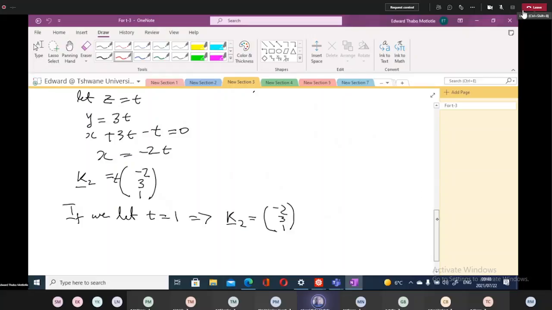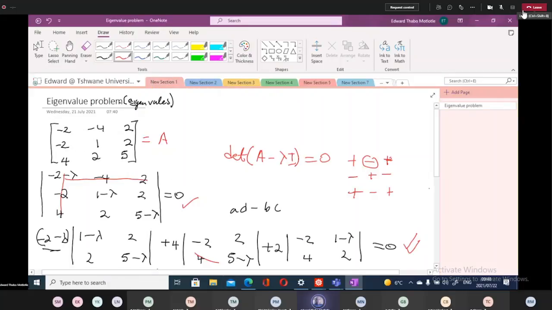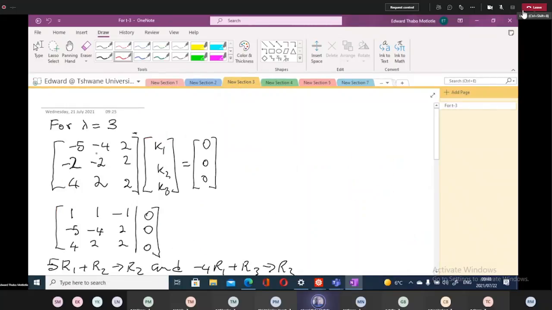So on the next equation, like I said, we substitute lambda equals 3 on our diagonal. In the first one, we substitute 3 here. So we have minus 2 minus 3, this will give us minus 5. 1 minus 3, this will be minus 2. 5 minus 3, this will be 2. So that's how we got those diagonal entries: minus 5, minus 2, and 2.